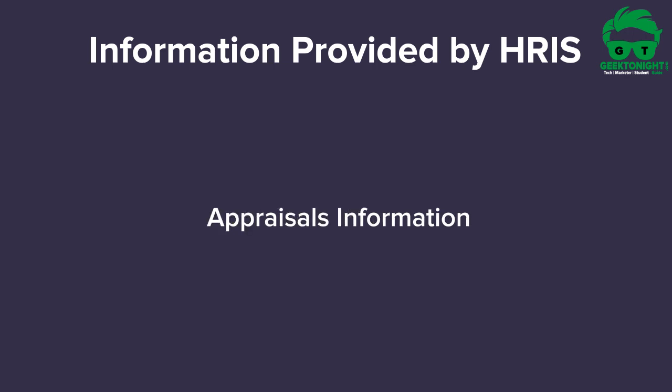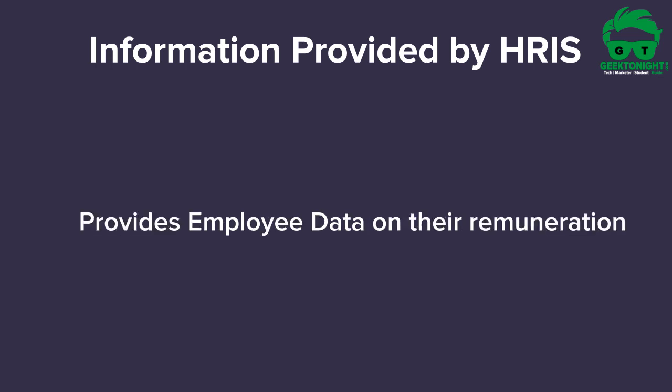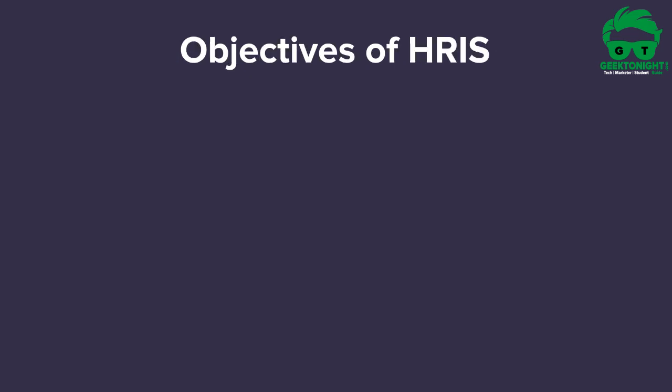Next comes appraisals information. The performance of employees is appraised on a yearly, half yearly, and quarterly basis depending on the organization's requirement. Their appraisal is done by assessment of their performance and their goal accomplishment. The last one provides employee data on their remuneration. HRIS maintains data about employee wages, incentives, tax information, insurance benefits, employee attendance, and much more while making a decision.